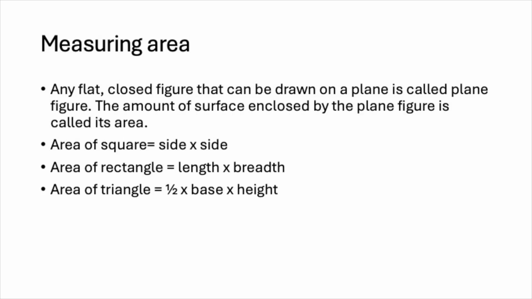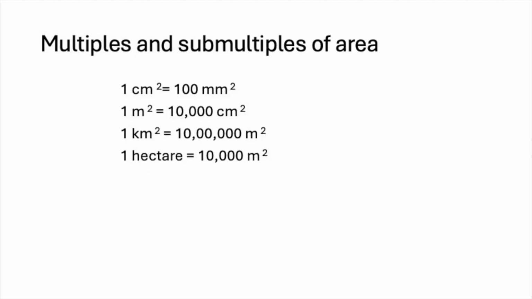Measuring area. Any flat closed figure that can be drawn on a plane is called a plane figure. The amount of surface enclosed by the plane figure is called its area. The area of a square is side into side. The area of a rectangle is length into breadth. The area of a triangle is half base into height.